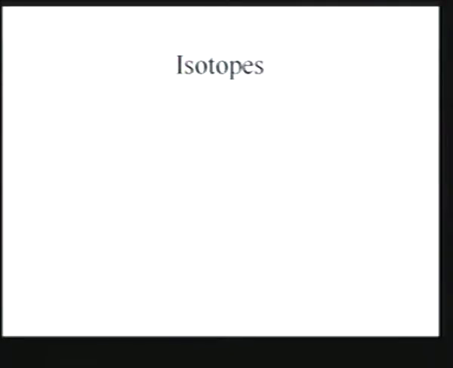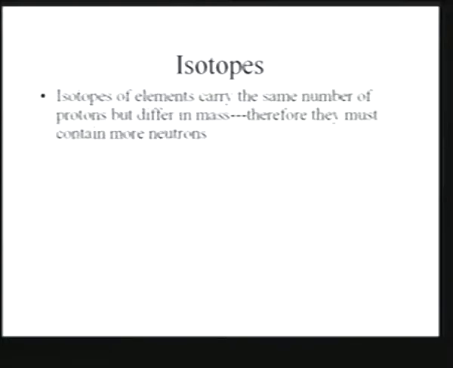All right, isotopes. Isotopes of elements are atoms that differ in the number of neutrons. Okay? If you change the number of protons, you change the element. The properties change. Okay? And since we have a difference in mass, those isotopes must contain a different number of neutrons. And I gave you several simple examples.